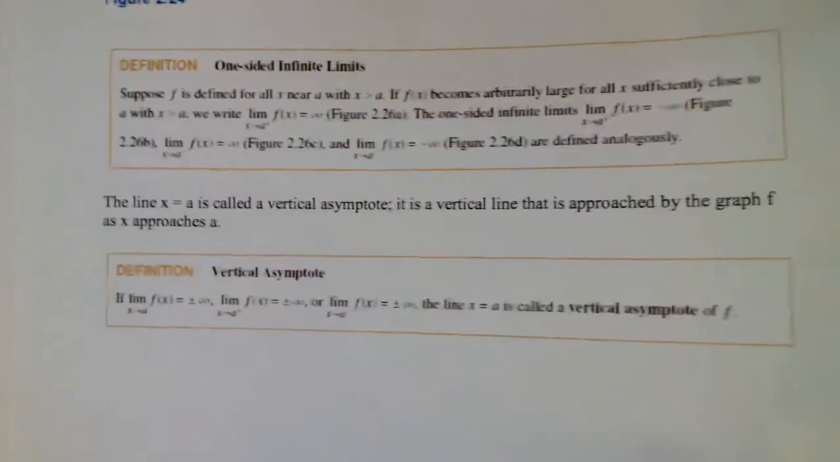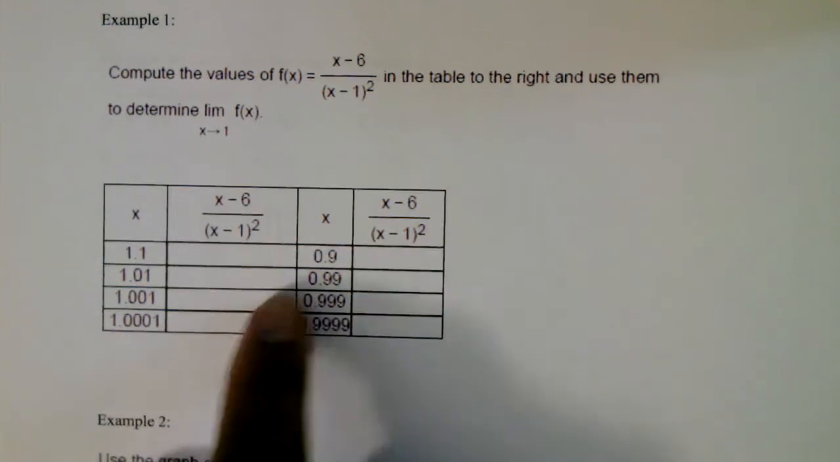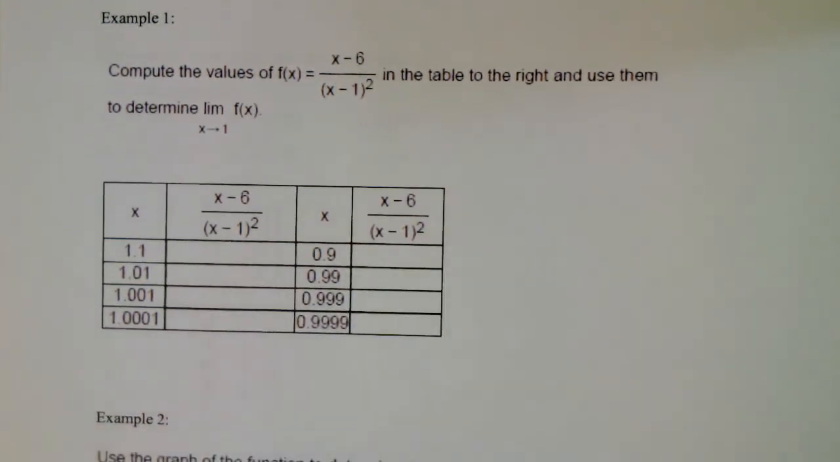All right, now let's start off with example 1. In this case, we're going to compute the values of f of x equals x minus 6 divided by x minus 1 quantity squared in the table to the right and use them to determine the limit as x approaches 1. So we're going to use this table down here, and also we're going to use our TI-84 calculator to do this.